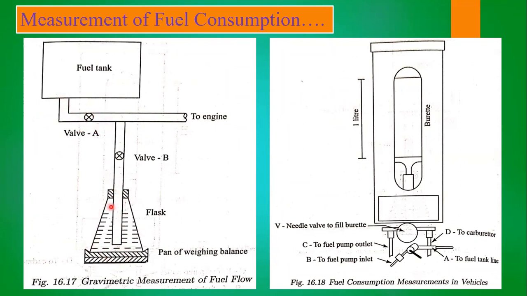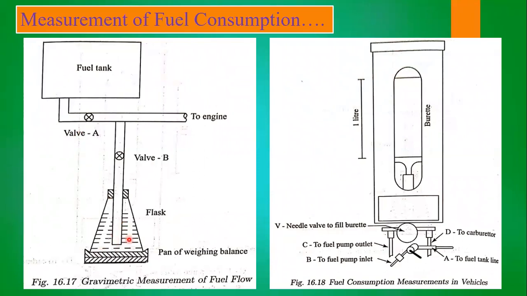First of all, we will fill the flask with a known quantity of fuel. That means, suppose we need to take 2 kg of fuel. That means we need to know, to consume 2 kg of fuel, how much time it has taken. So first of all, we take that 2 kg of fuel into the flask with the help of this pan of weighing balance. Here we have taken such a known quantity of fuel in terms of weight, in kg.